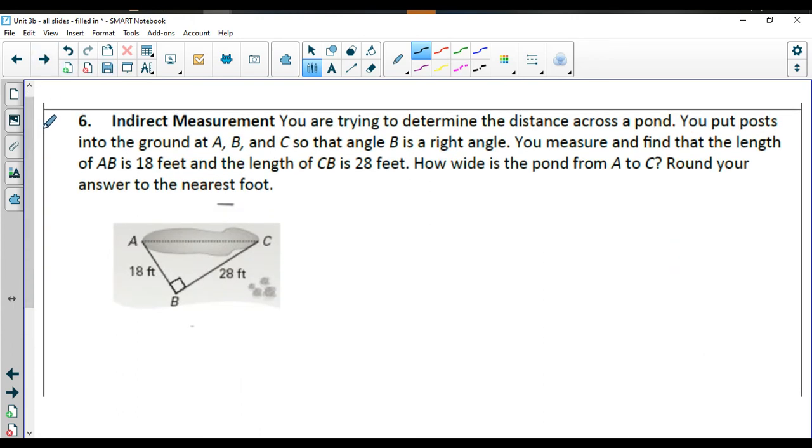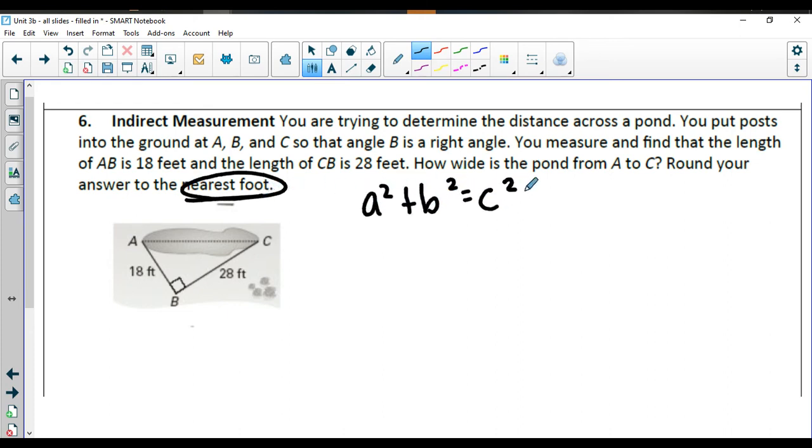Question number 6, you're trying to determine the distance across a pond. You put posts into the ground at A, B, and C so that angle B is a right angle. You measure and find that the length of AB is 18 and CB is 28. How wide is the pond from A to C? Round your answer to the nearest foot. So again, we're looking for a whole number here.